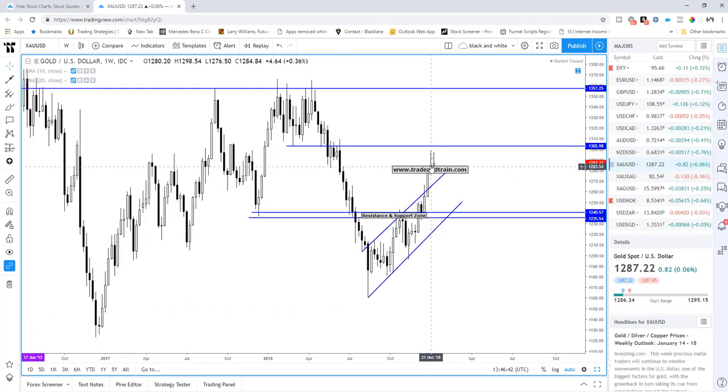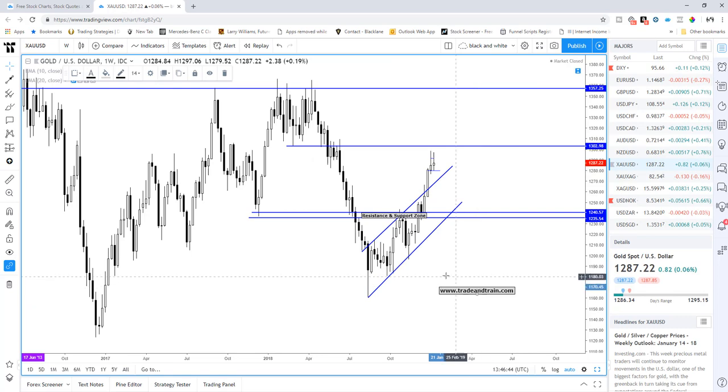Moving over to the gold chart. Obviously, if you've got any questions or want to know more about Trade and Train, you can see the website here at www.tradeandtrain.com. Gold, we're seeing a rejection now.